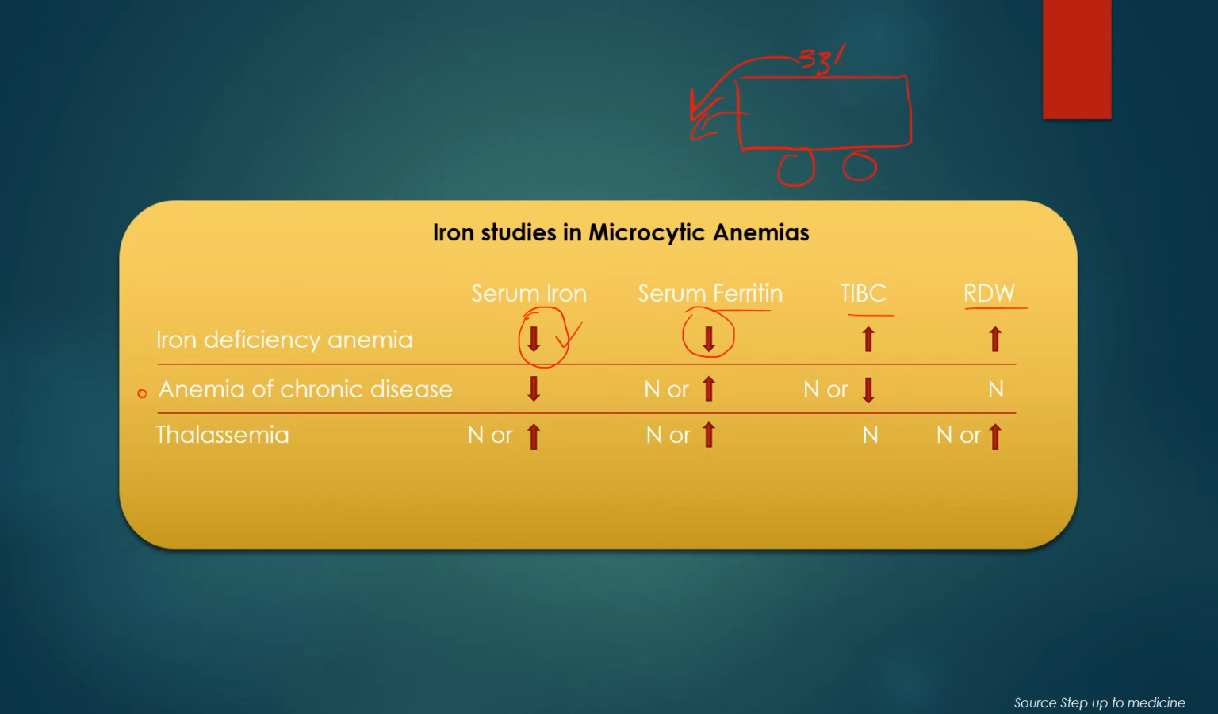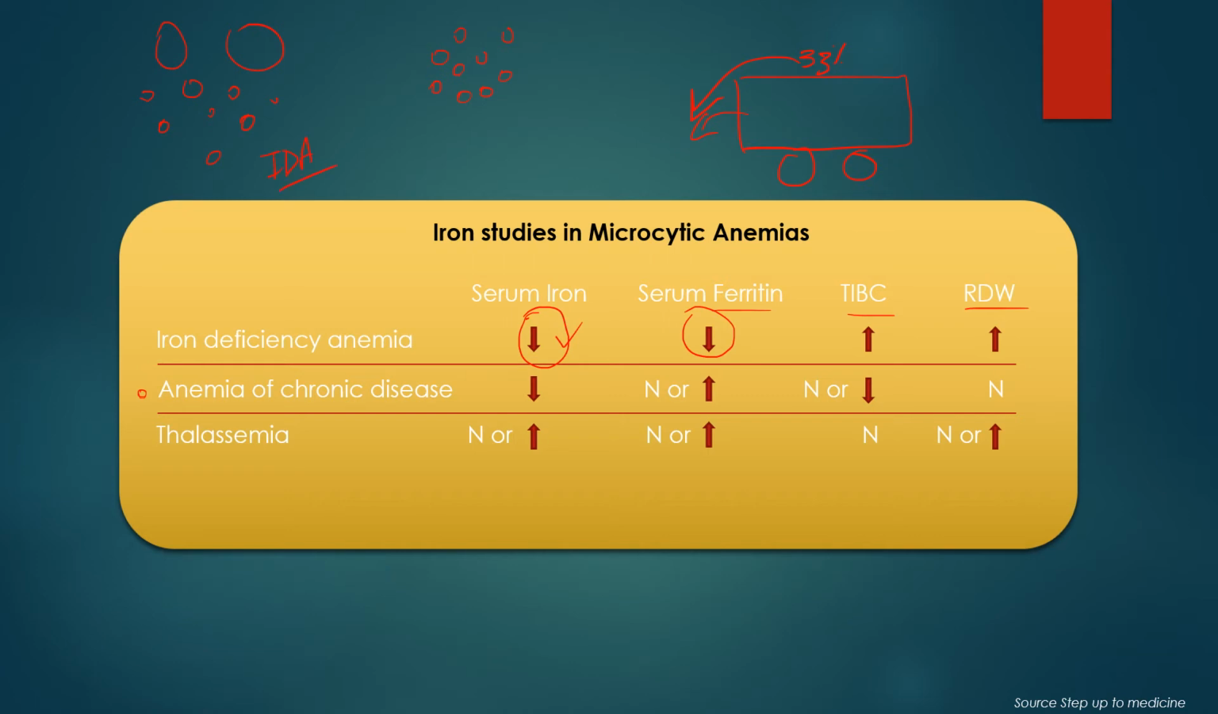RDW is basically red cell distribution width, right? It's the varying sizes of your red cells. Let's say you have an anemia where the cells are in this category. They're all about 70 to 75 MCV, right? Their mean corpuscular volume is around 70 in all of these cases. But then you have an anemia like this. There's a variation in size, right? There's a production issue which causes a variation in size. This is classically seen in iron deficiency anemia.